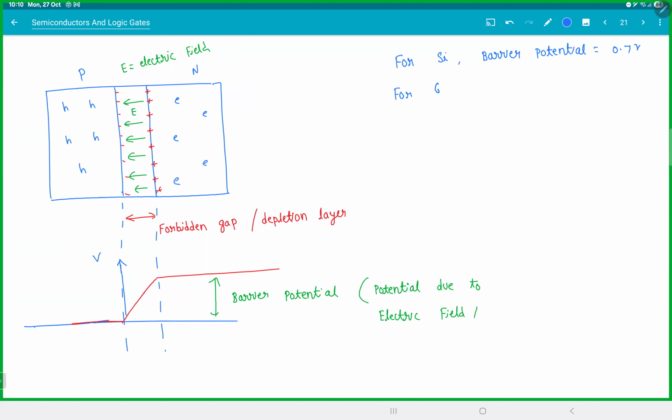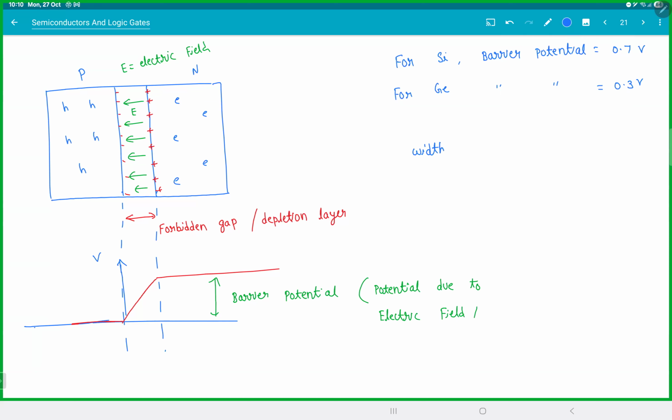For germanium, the barrier potential will be 0.3 volts. And that's why I said germanium is a better material, but expensive. So if you make a germanium diode and a silicon diode, germanium diodes will work better. Now tell me one thing, this forbidden gap's width, it will depend on what exactly? So we will talk about that also.